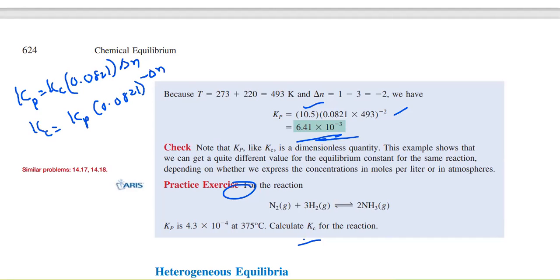So in this, we have to substitute the Kp value given in the question, which is 4.3 into 10 to the power of minus 4, into 0.0821 whole power. Delta n for the ammonia formation reaction is 2 minus 4, that is minus 2, that we will write as minus 2. So we will simplify to get the answer.